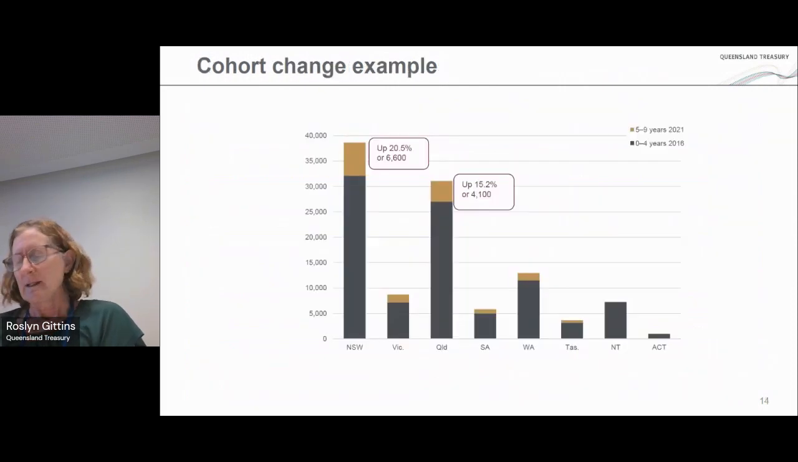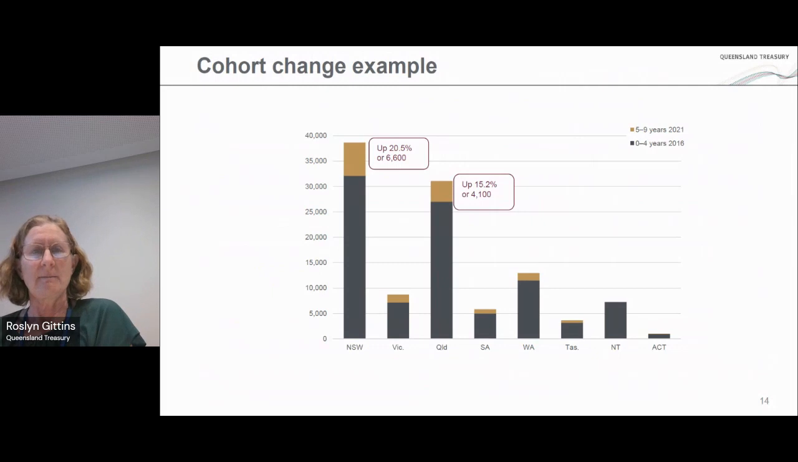A different way to look at this, the populations, is to follow a cohort through. So taking the 0 to 4-year-olds in 2016 that were counted by states and territories and looking at how many 5 to 9-year-olds there were in 2021, 5 years later. And again, you can see for New South Wales and Queensland in particular, big jumps in that same cohort, which is probably reflecting that increased propensity to identify, or people changing their identification, or in this case, probably their children's identification.